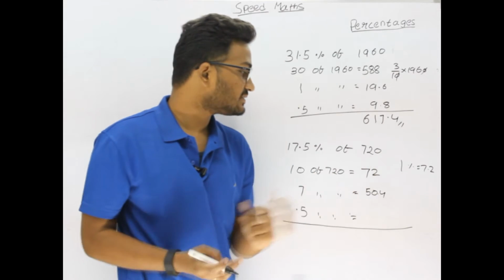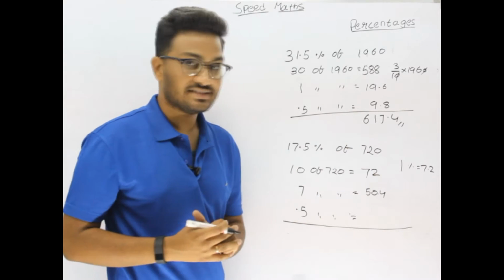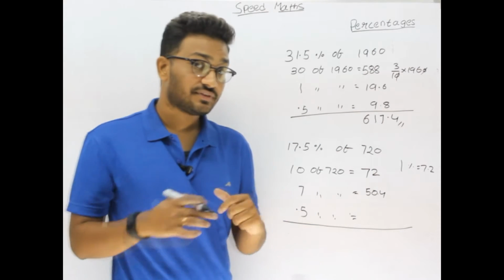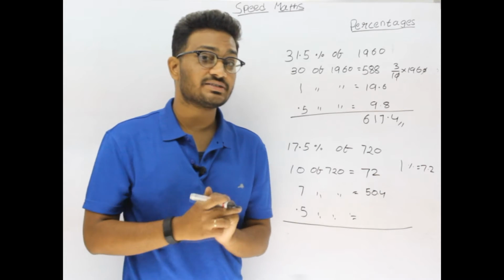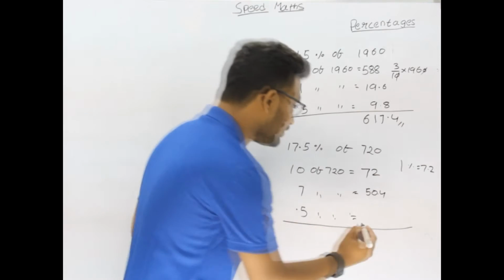Now what is 0.5%? We all know that 50% is half of 720, which is 360. 360 is 50%. So what is 5%? It is 36. So what is 0.5%? It is 3.6.